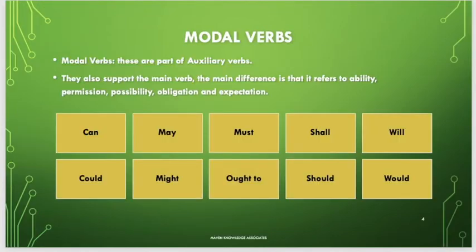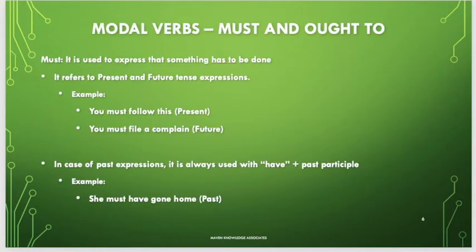So if you are not aware, modal verbs are part of auxiliary verbs which support the main verb, and these are the modal verbs: can, could, may, might, must, ought to, shall, should, will, would. I have made separate videos on each of these modal verbs, so you can refer to those videos. Now let's talk about where to use must and ought to.